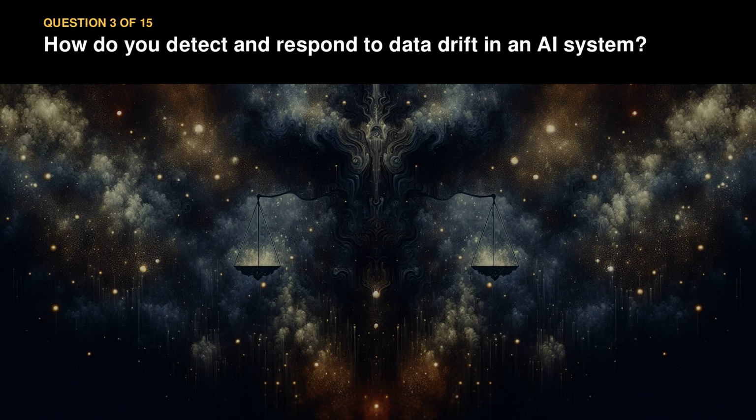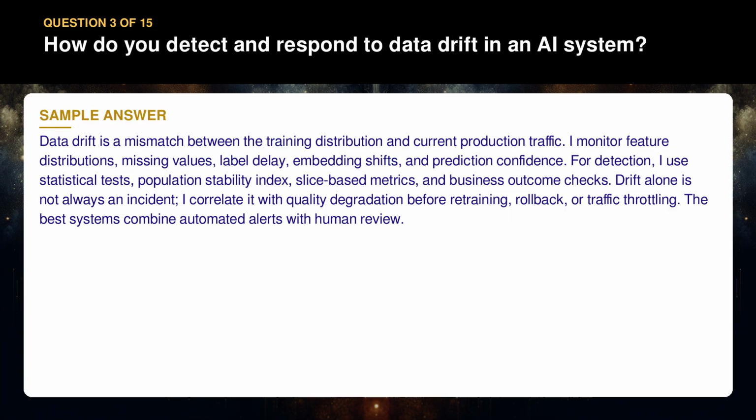Question 3. How do you detect and respond to data drift in an AI system? Data drift is a mismatch between the training distribution and current production traffic. I monitor feature distributions, missing values, label delay, embedding shifts, and prediction confidence. For detection, I use statistical tests, population stability index, slice-based metrics, and business outcome checks.